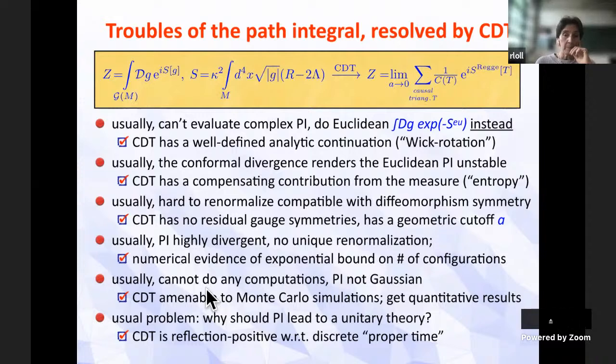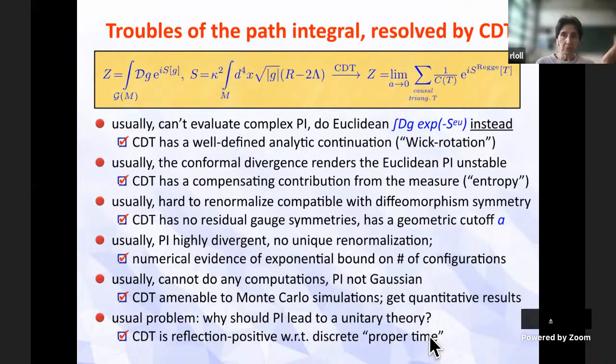Now, yet another reason for why we don't look at this in the continuum beyond perturbation theory: well, we can only do Gaussian integrals. But definitely what we're finding here is not Gaussian. So we need other methods. And here is where the Monte Carlos and the numerical simulations come into place that allow us to evaluate this and get quantitative results.